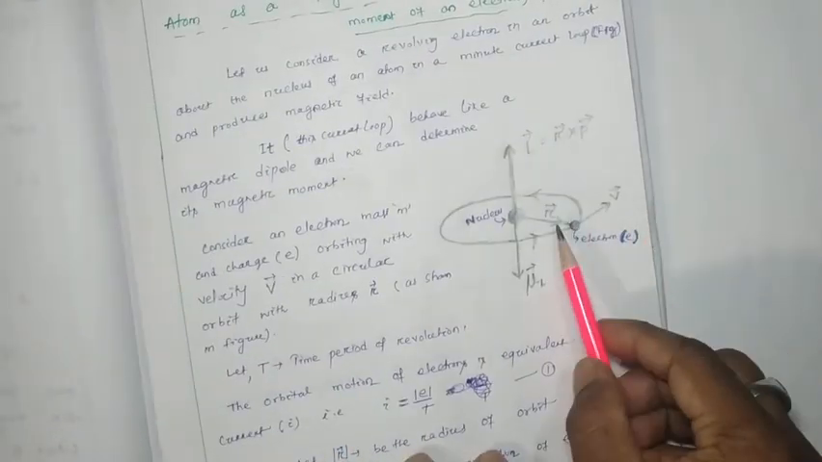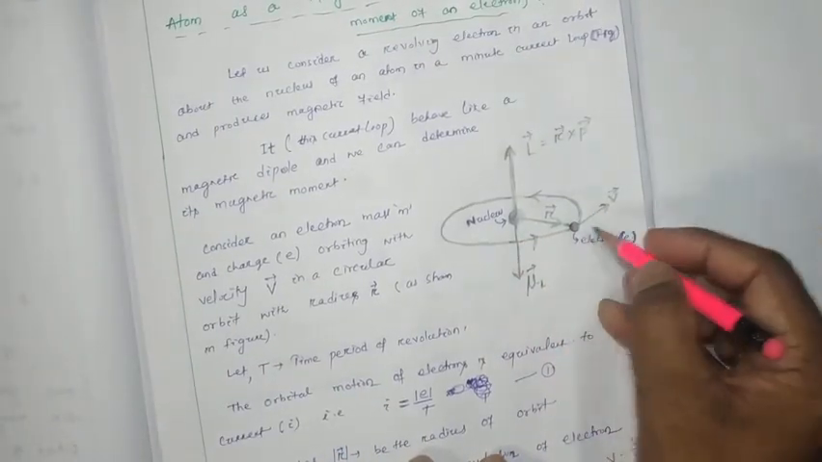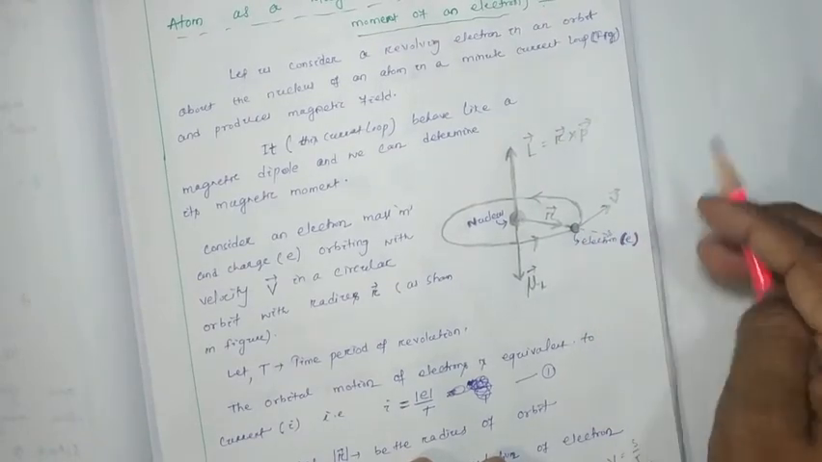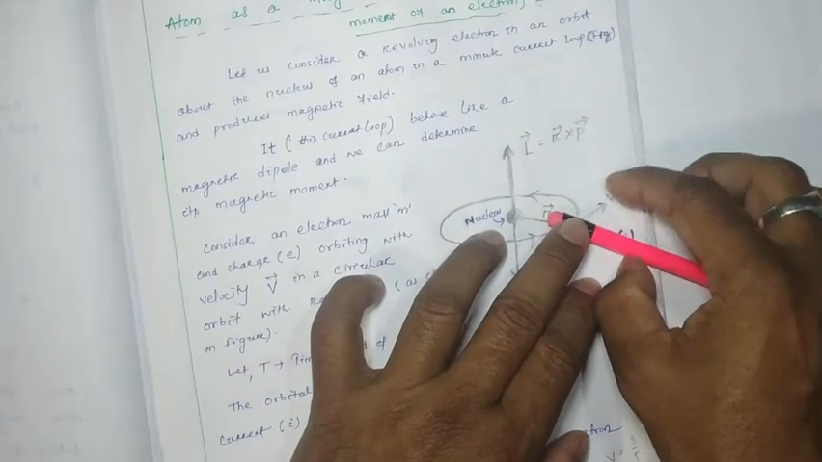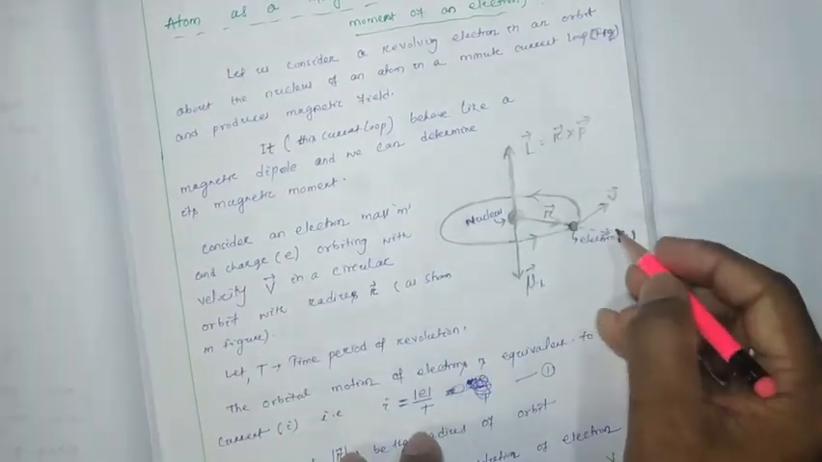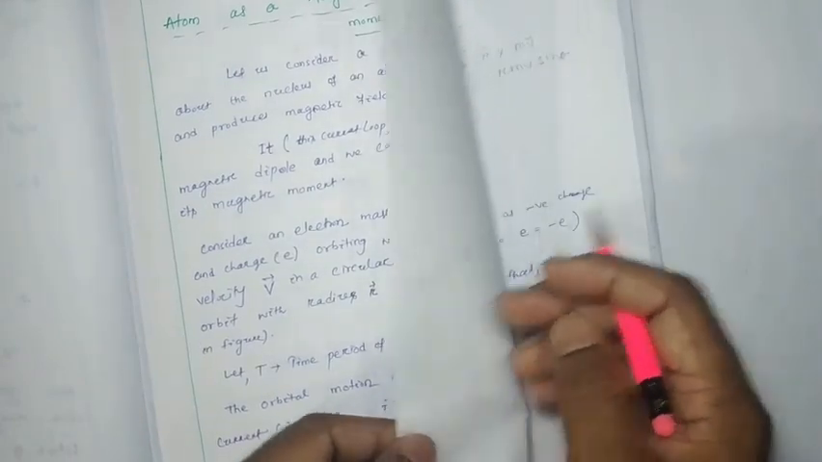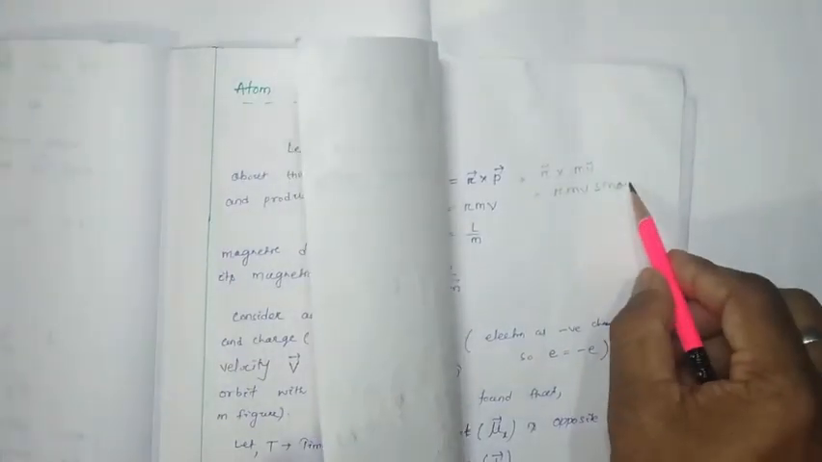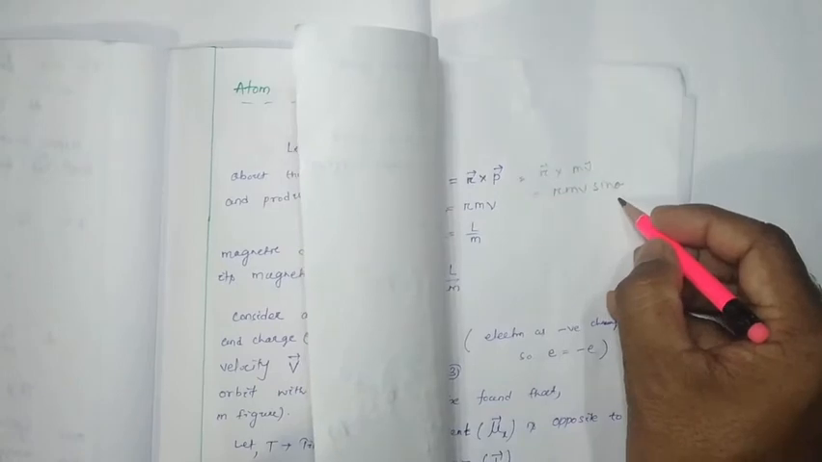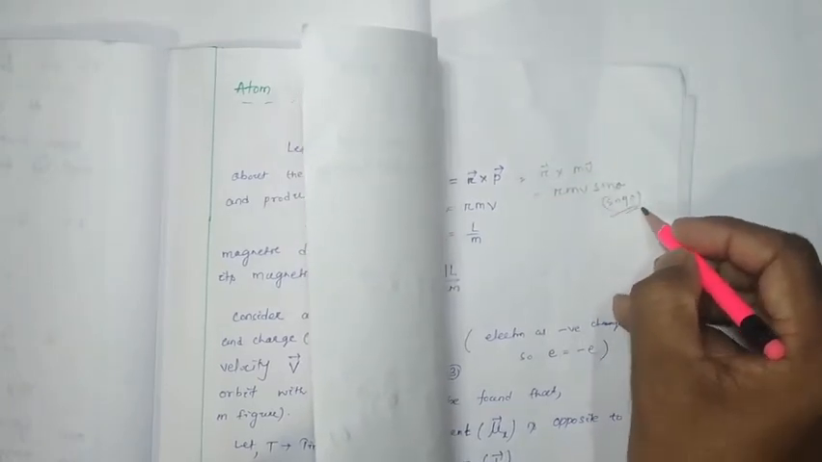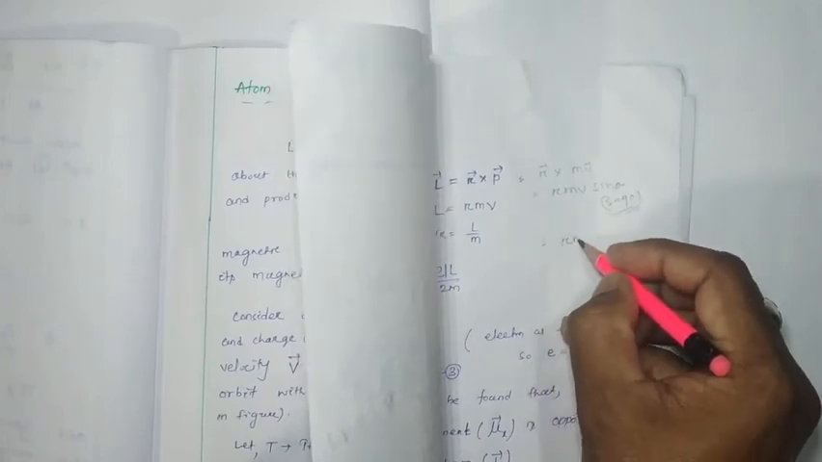See, this is the r vector. If I extend it somewhat this side, this is the direction of r, this is the direction of v. So the angle between r and v is 90 degrees. So here sin theta is nothing but sin 90 degrees, which will be 1. Now the magnitude will be r m v.